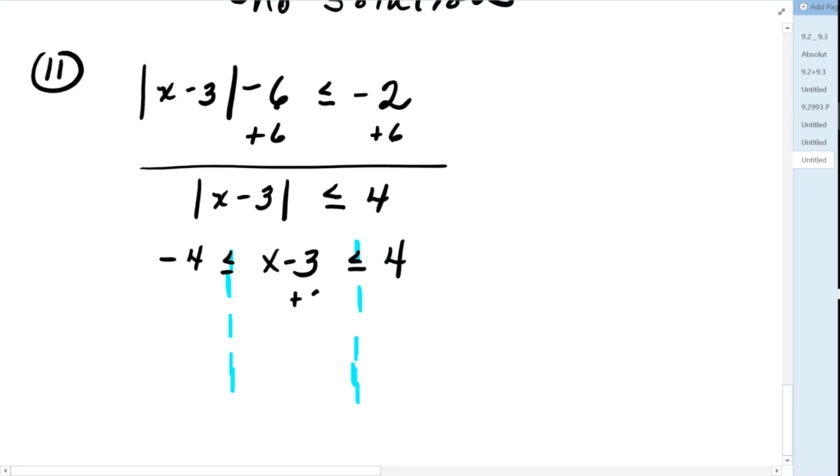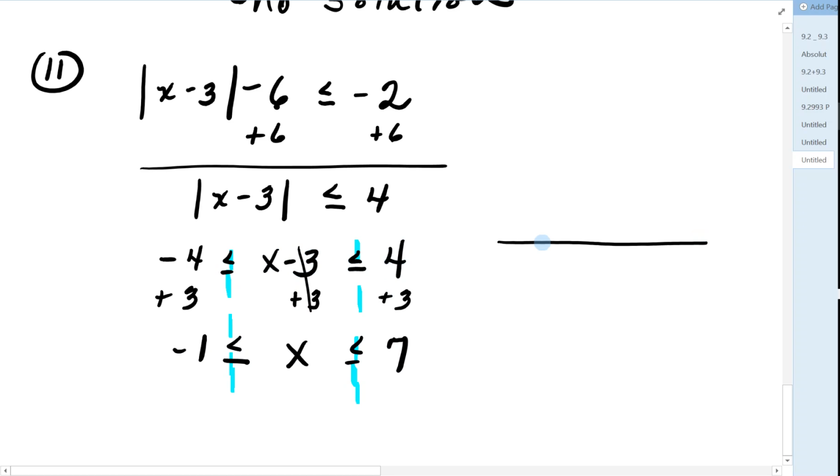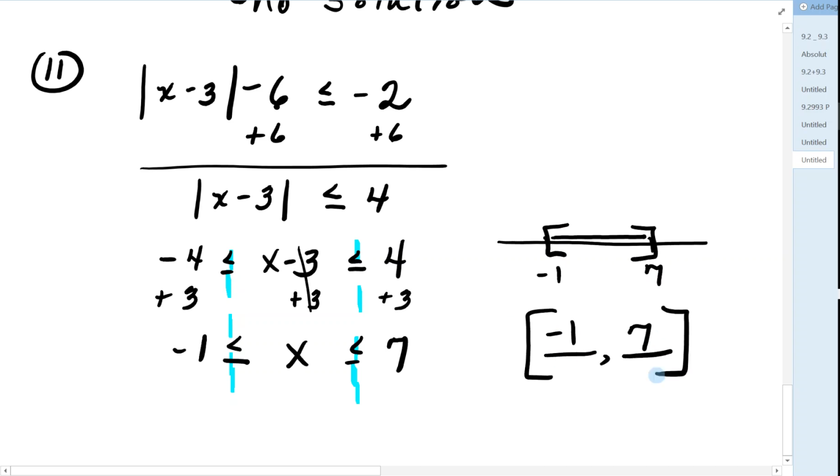Going to add 3 to all 3 parts. And I have negative 1 is less than or equal to x, which is less than or equal to 7. On a number line, negative 1, 7, it is between them, and it does include them because it says equal. In an interval, it is from negative 1 to 7, and I will use brackets.